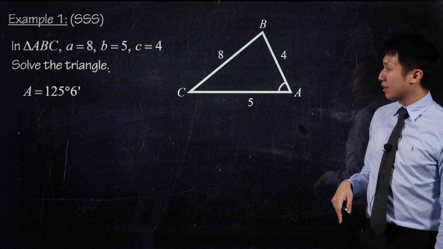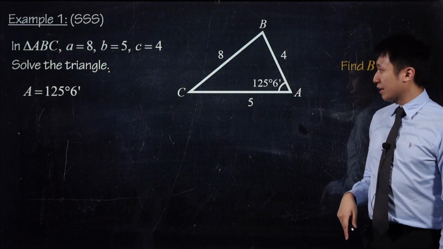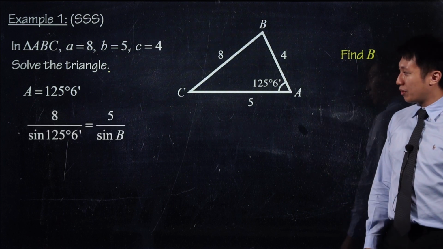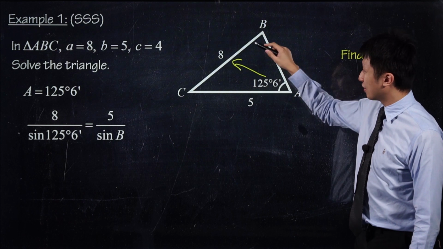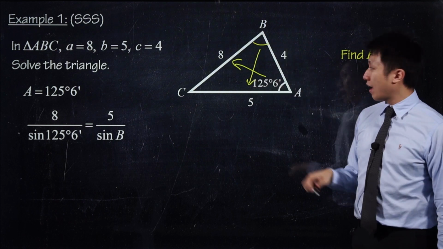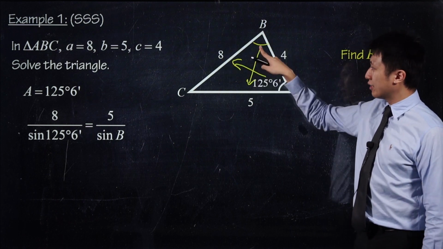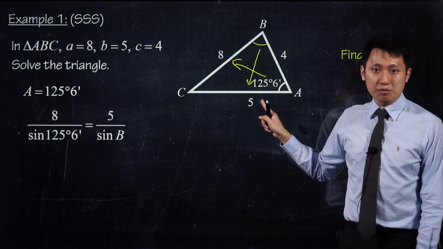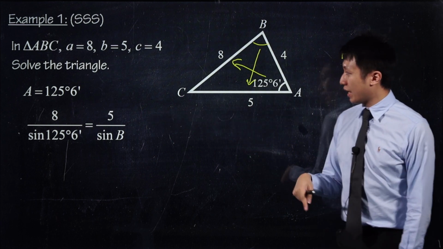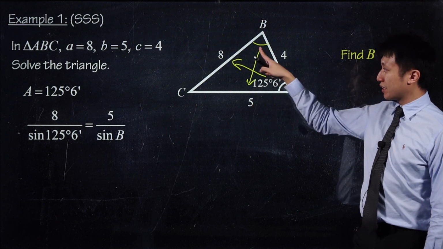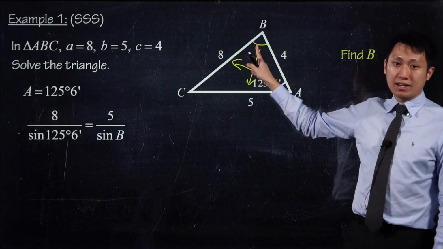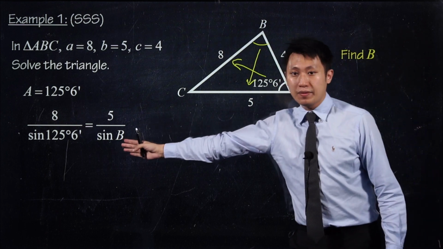So for this question, you have all 3 sides, and I want to find B. Can I do it? Can. Remember the cross. I know this one, I know this one. I don't know this one, I know this one. So I just make use of this relationship. I write 8 divided by sine of this one, then 5 divided by sine of this one. Name this one B, so sine B here.